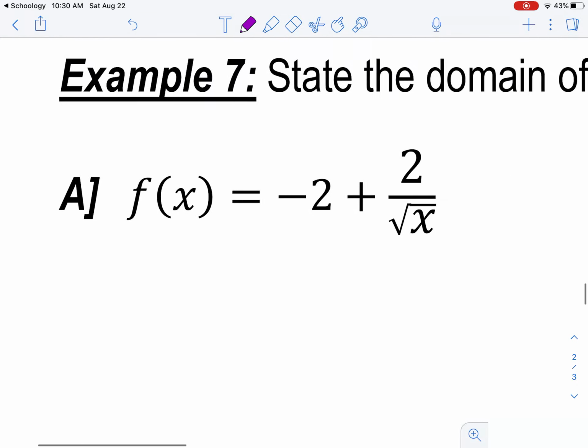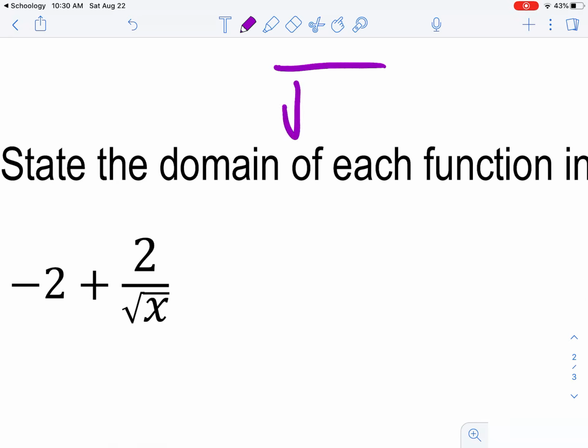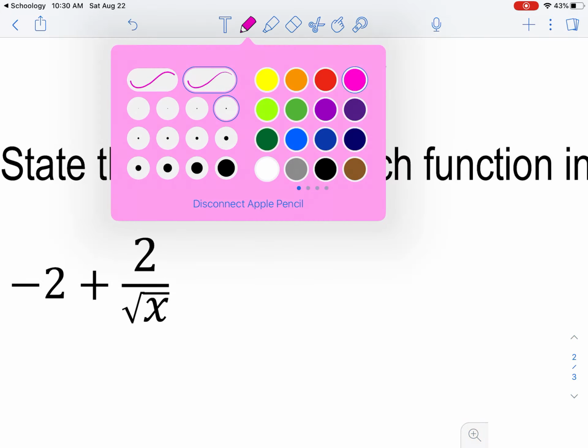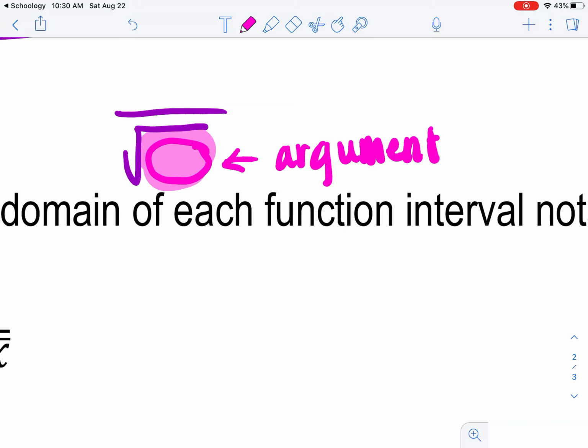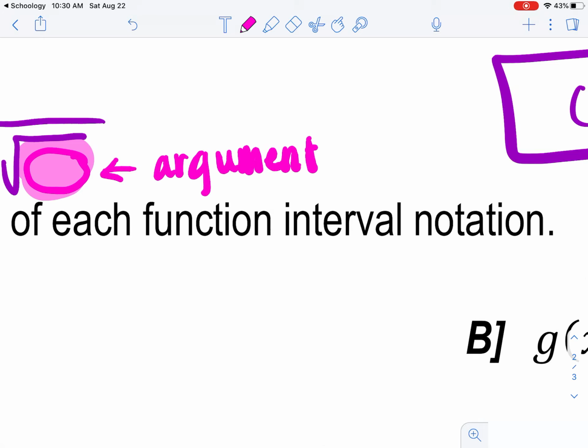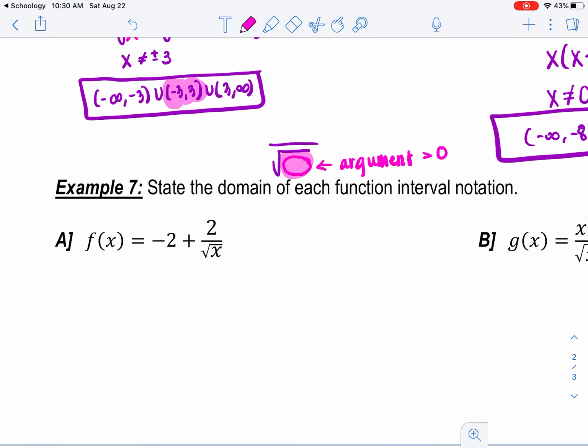So realize when I'm saying that, when you have a square root in your denominator, the argument, which is whatever's right here, so I'll circle that so that we make sure we know that what's underneath is the argument. The square root itself is not the argument. The argument cannot be 0, and it has to be greater than 0. Okay, so when I write that, I don't write greater than or equal to 0, but can't be equal to. That's not how we write it. We don't write greater than 0 and not equal to 0, because greater than 0 implies not equal to 0.